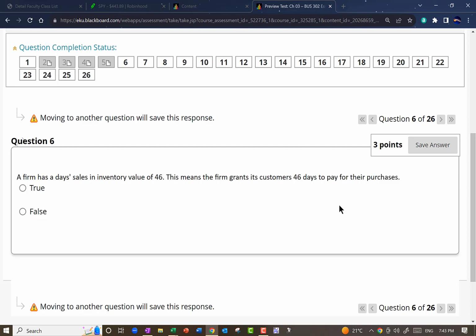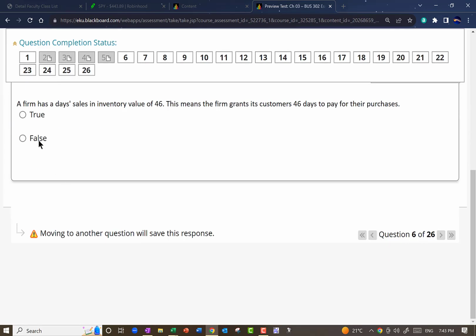So what is that ratio? If it takes 4 to 6 days, the customers are granted 4 to 6 days to pay for their purchases. We have a name for that too. That's called days sales in receivables, okay? Or also known as the average collection period. So what's described over there is not days sales in inventory, it's days sales in receivables. That's why it's false.